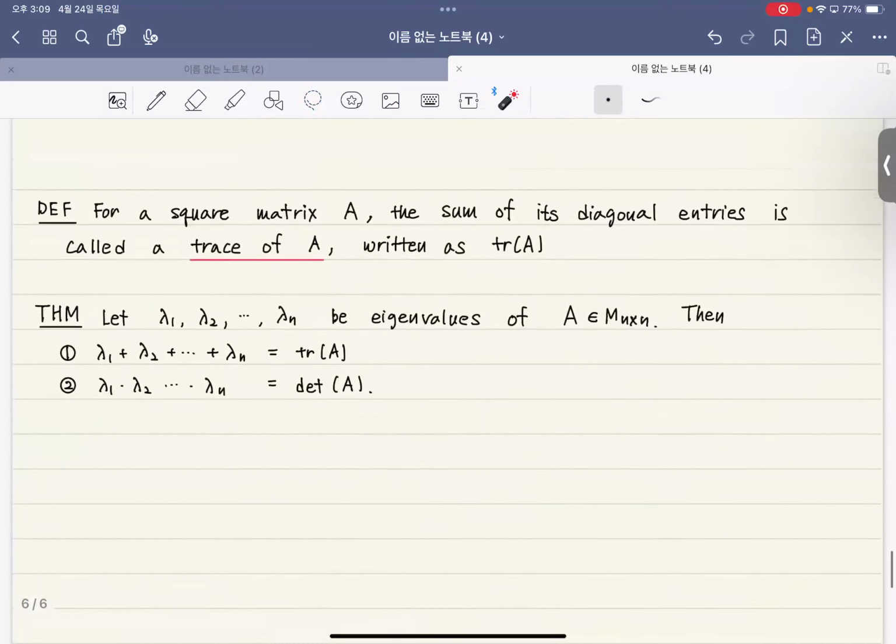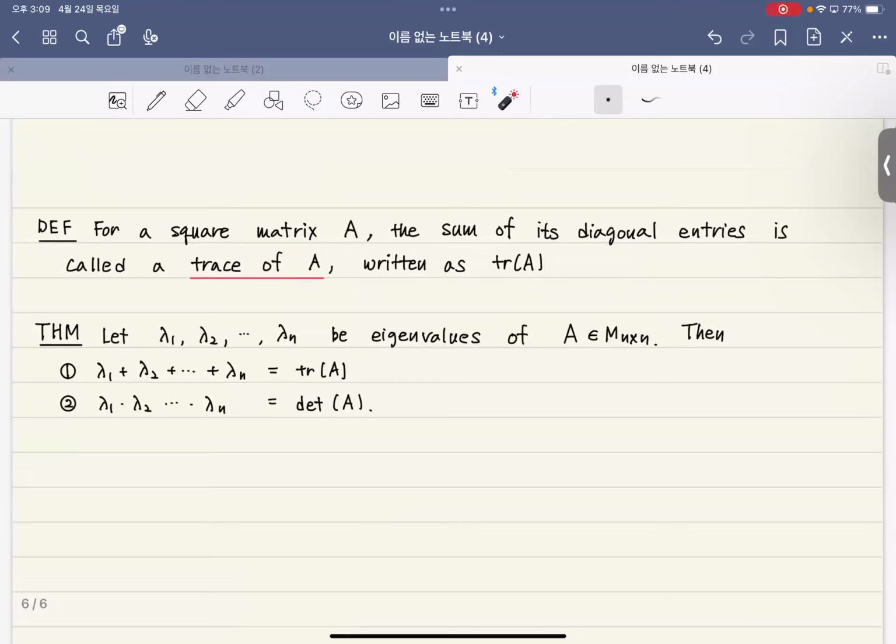There is a very interesting theorem. Suppose I have the eigenvalues of this n by n matrix, from lambda 1 to lambda n. If your characteristic polynomial contains some multiple root, then there could be the same eigenvalues in this list. But anyway, counting the multiplicity, you're always supposed to have n eigenvalues for this n by n matrix A, right?